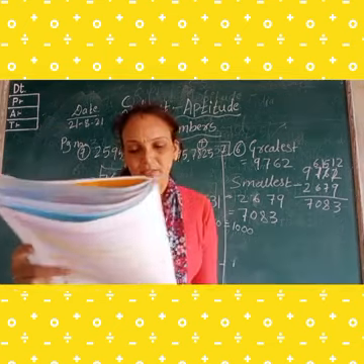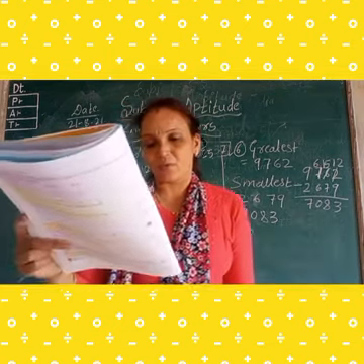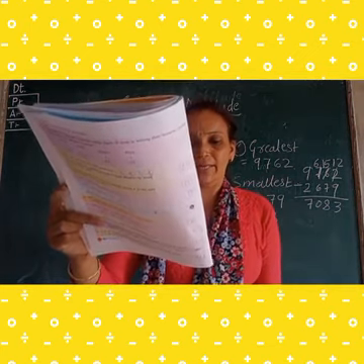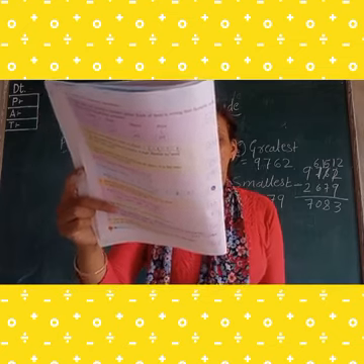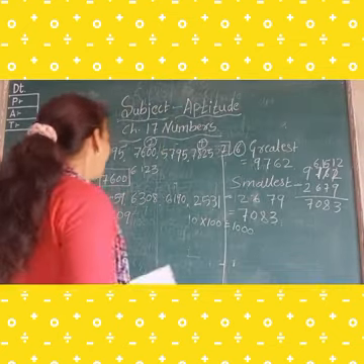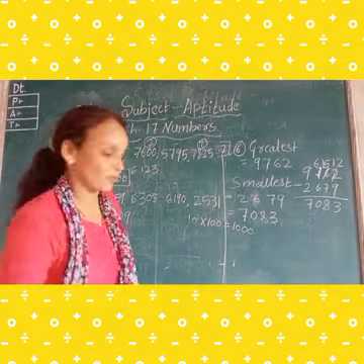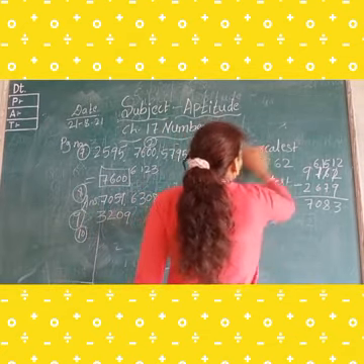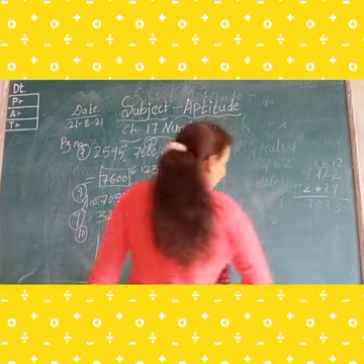Number 10. Find the number with 7 in the ones place, 2 in the hundreds place, 8 in the tens place, and 5 in the thousands place. Now we have to do this one. I am going to erase this all now. Question number 10.